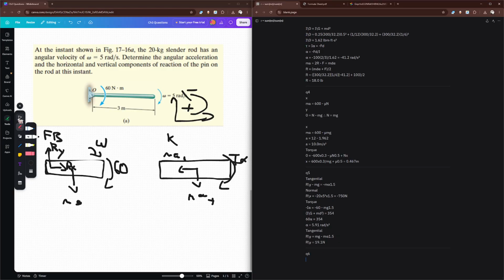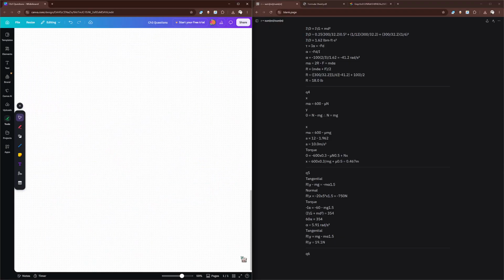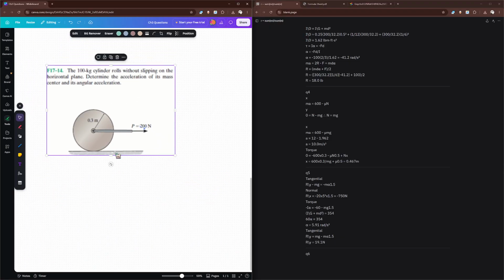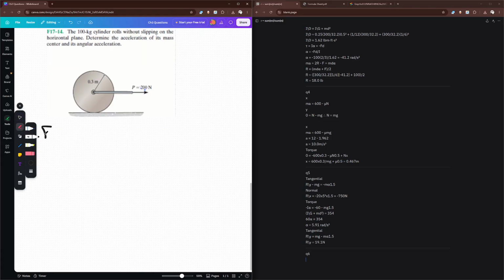Anyways, on to the final question. Right here. The 100 kilogram cylinder rolls without slipping on the horizontal plane. Determine acceleration and angular acceleration. So, as always, free body and kinetic diagram. Remember, it's rolling without slipping, so keep that in mind.